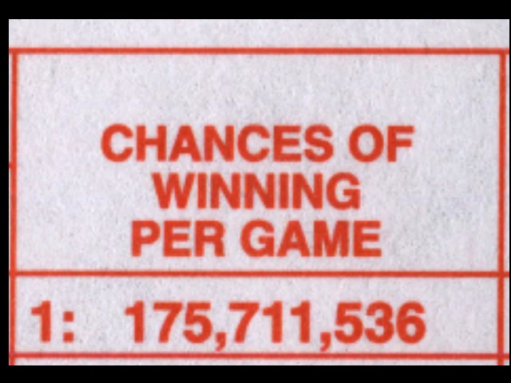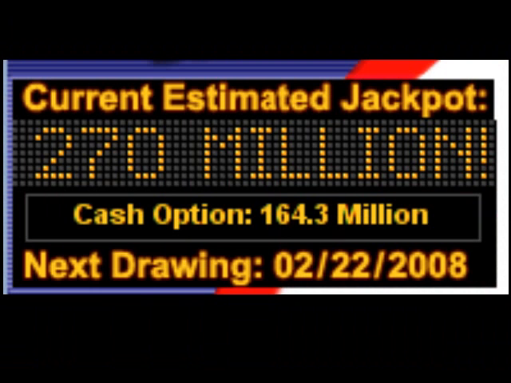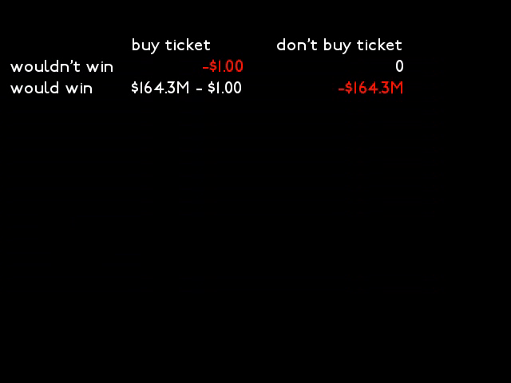But wait, I made a mistake. Yes, it seems that I've asked to get the money all at once, which means that I get a lower payout, only $164.3 million. Does that mean I've lost money on this ticket? Let's look at a decision grid.